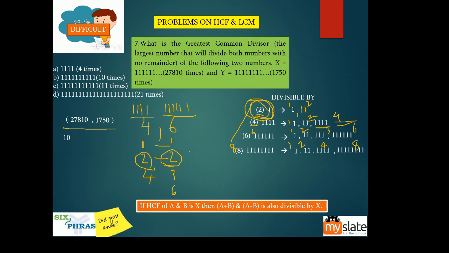So the number 2 indicates 2 ones. So this number divides this and this and gives a remainder of 0. That is the meaning. So in essence, what you did was you found the HCF of 4 and 6. That many number of ones is your answer. So that is what I am doing here also. I am finding the HCF of 27,810 and 1,750, so that many number of ones will be my answer.